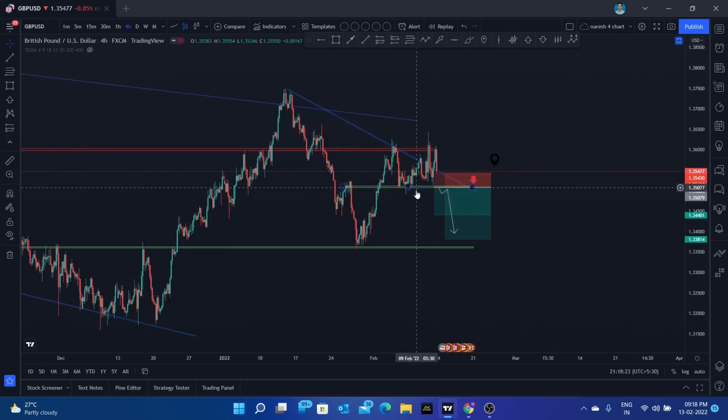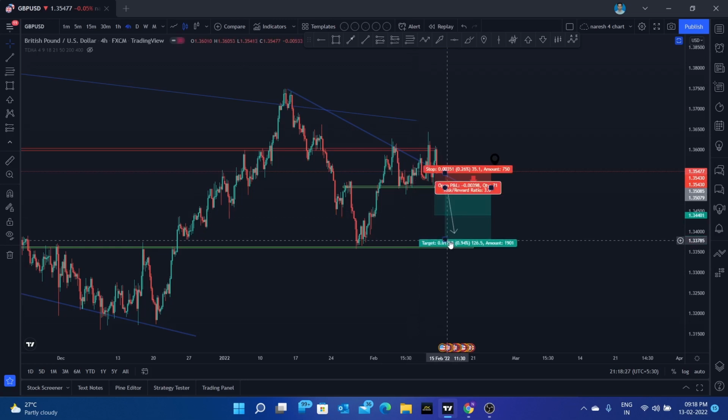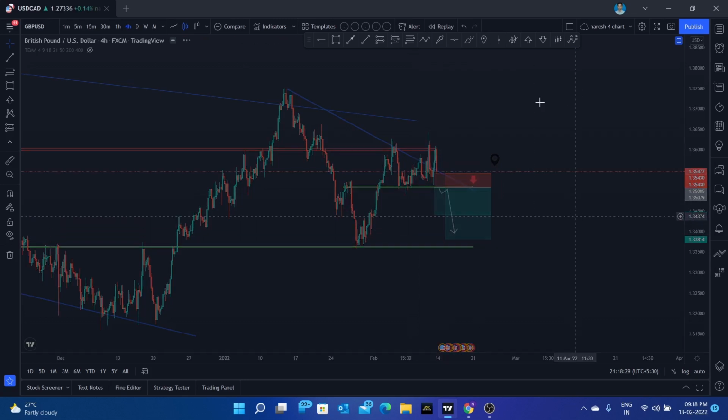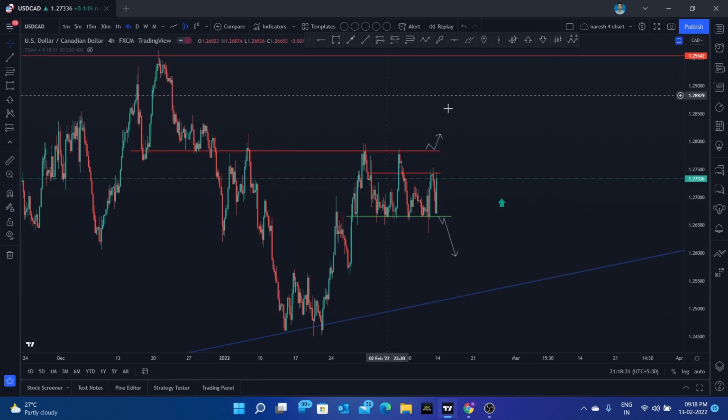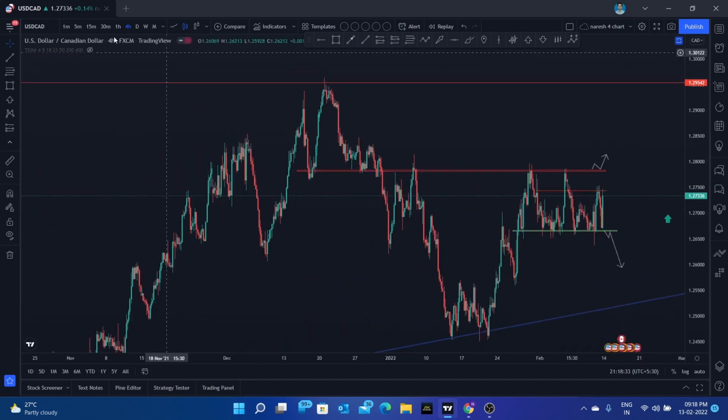So if it is breaking this area, you can go for short entries, and this would be your first target, and this would be your second target. So that would be for GBPUSD, guys. So let's go for USDCAD.